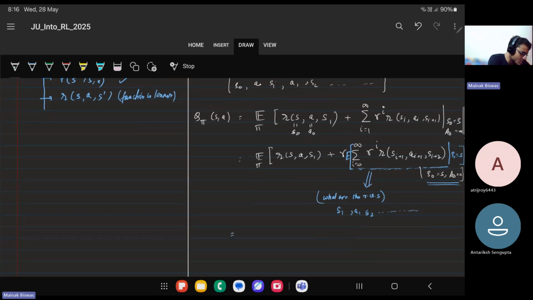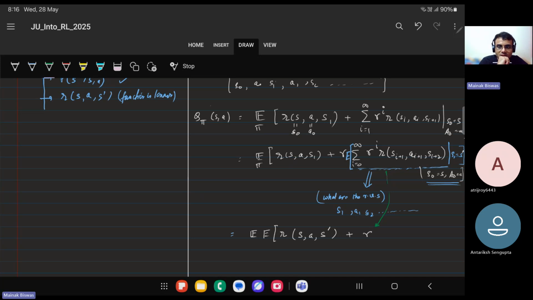And this term becomes, given that S1 is equal to say s', for example. So what can I write? I can write this as a double expectation again of reward(s, a, s') plus gamma times. What is this inner expectation going to be?